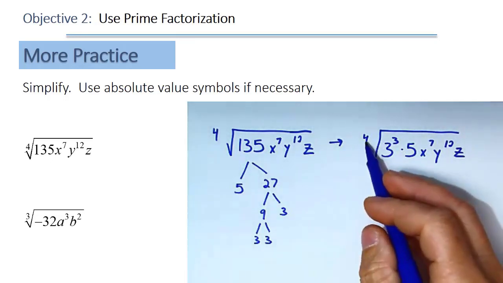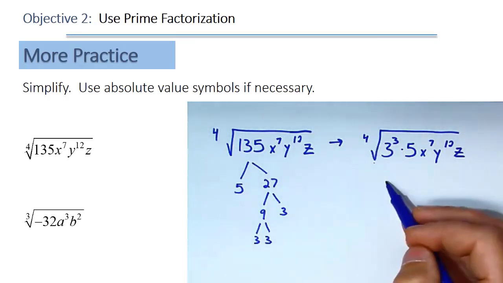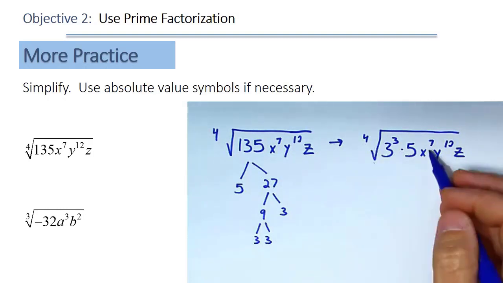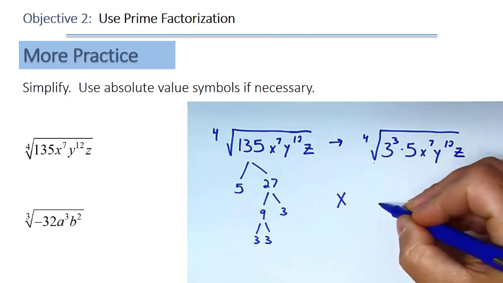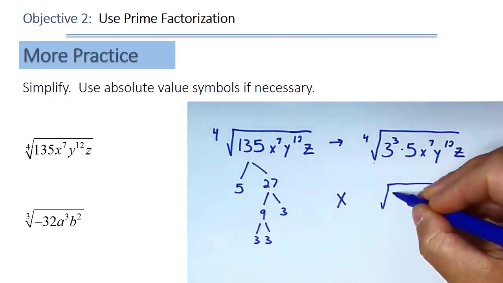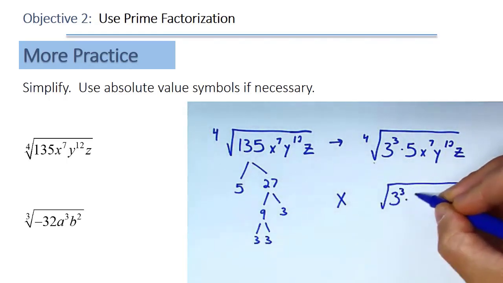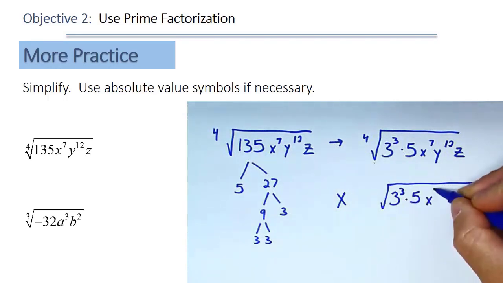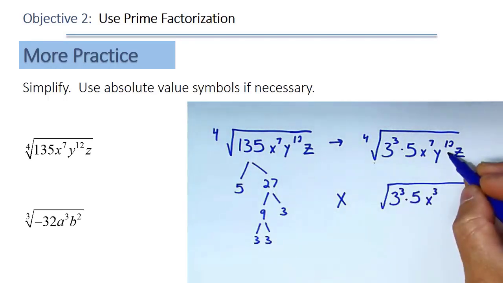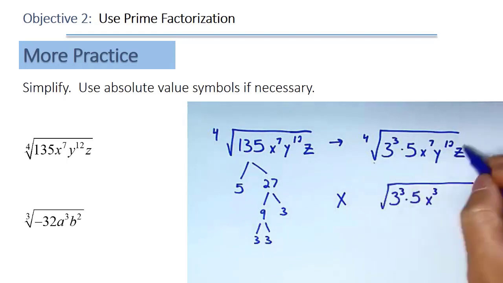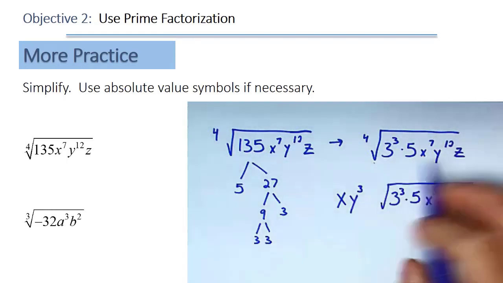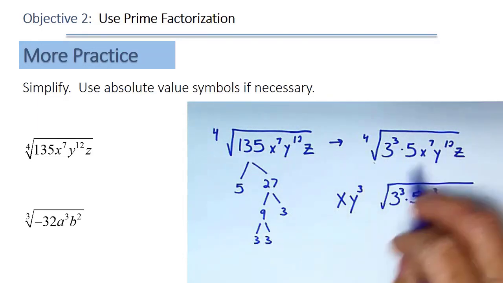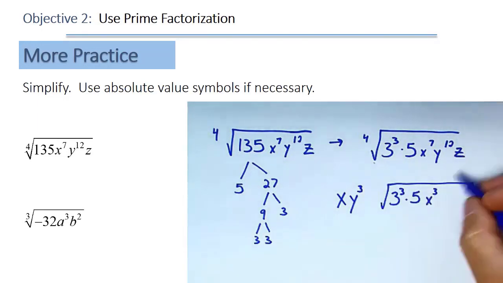Okay, index is 4. The 3 does not escape. The 5 does not escape. X to the 7th, that has enough to escape once, and that will leave behind x to the 3rd. Y to the 12th, if the index is 4, that can escape 3 times, leaving y to the 3rd now on the outside. Makes sense. The fourth root of y to the 12th is y to the 3rd. And z does not escape, it's stuck inside.